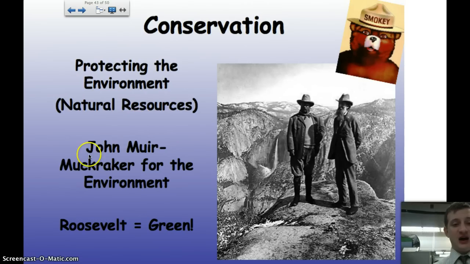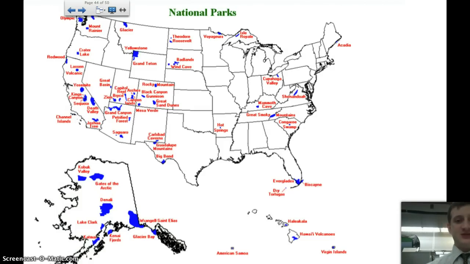There's this one guy, his name was John Muir. He was kind of like a muckraker for the environment. Here he is standing right next to Teddy Roosevelt. Roosevelt was a very green president, meaning he loved the environment. And one thing under the presidency of Teddy Roosevelt is you see more national parks being reserved. Okay, these little blue areas all over this map are national parks, and they don't look very big, but trust me, these things are huge. These national parks are lands that cannot be touched by anyone. No building, no housing, no development, nothing like that can go on there.